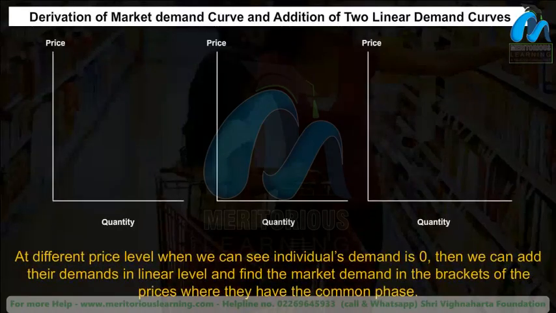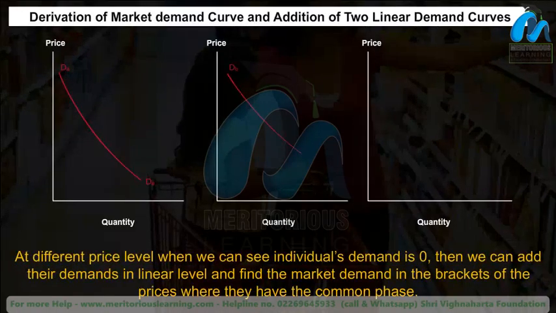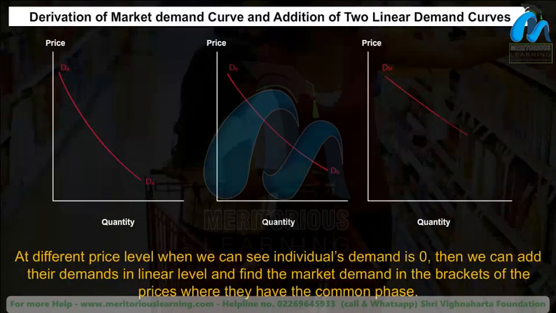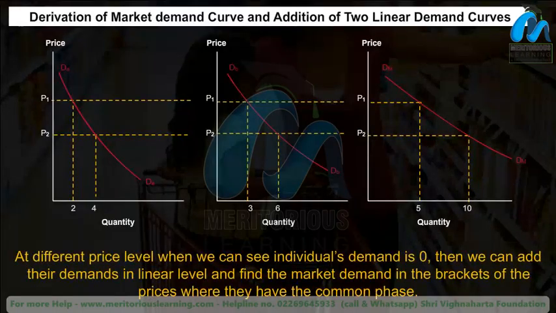At different price levels, when we can see an individual's demand is zero, then we can add their demands at the linear level and find the market demand in the brackets of the prices where they have the common phase.